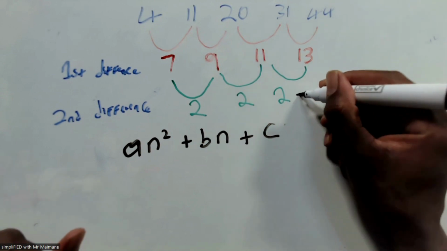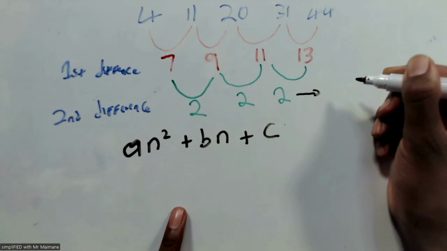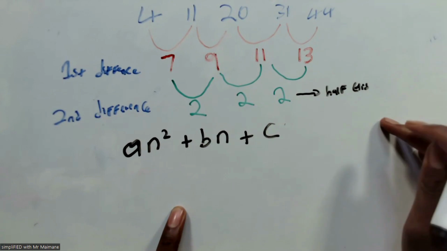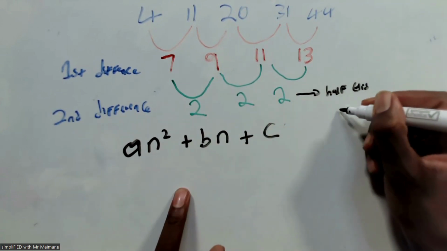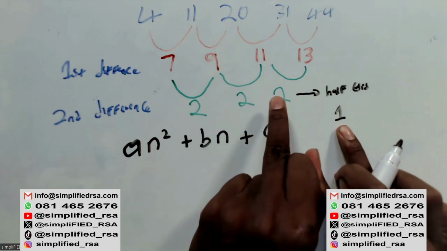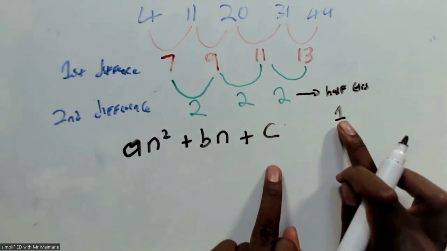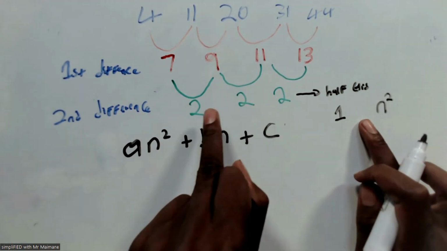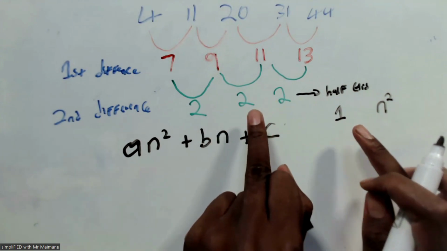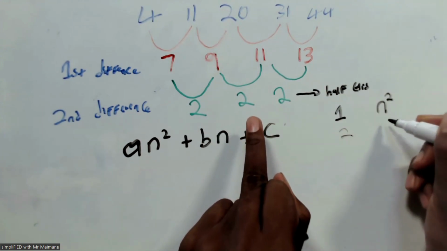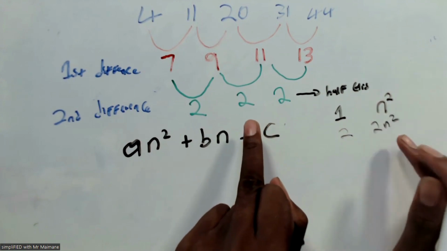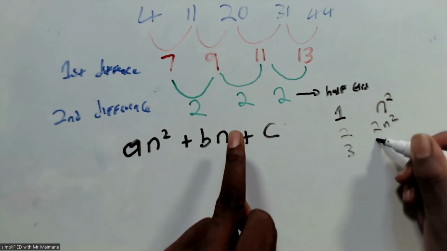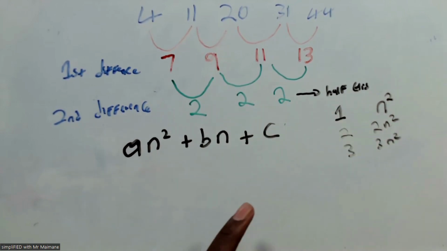The first method, they say you must get half of the common difference. You must have this. So if you have 2, half of 2 is 1. So half of 2 is our A. So meaning we're going to say we have n squared. If this was 4, then half of 4 is 2, and that's when we're going to say 2n squared. If this was 6, half of 6 is 3, and then we're going to have 3n squared. That's how we go with the first term.